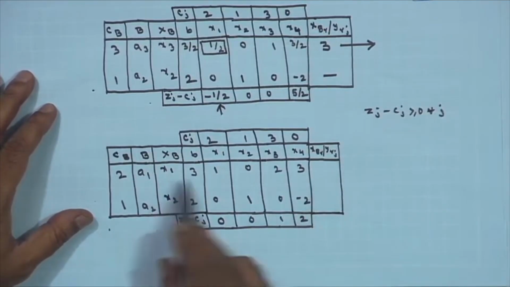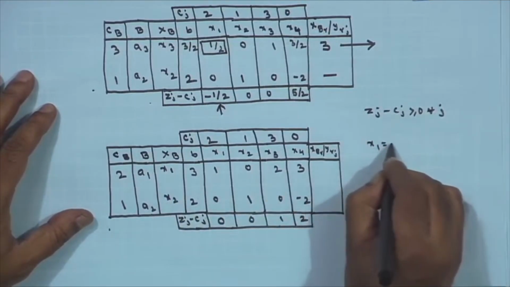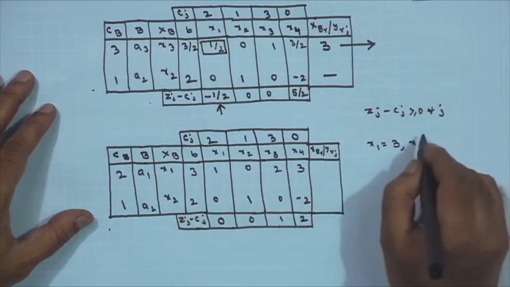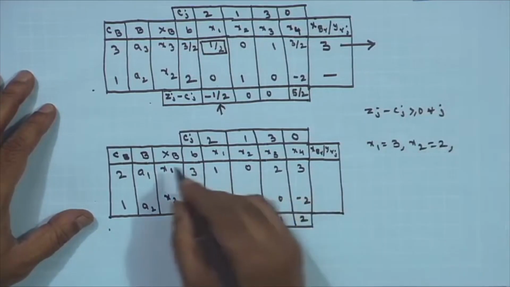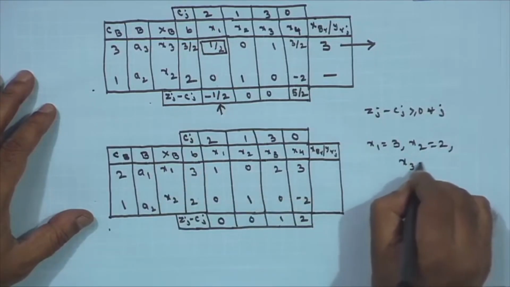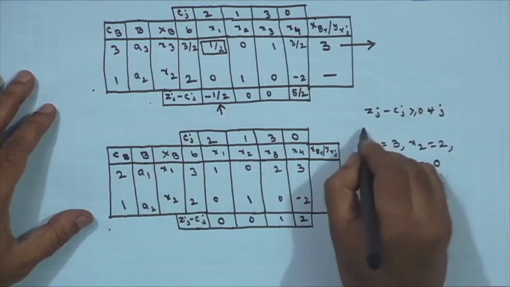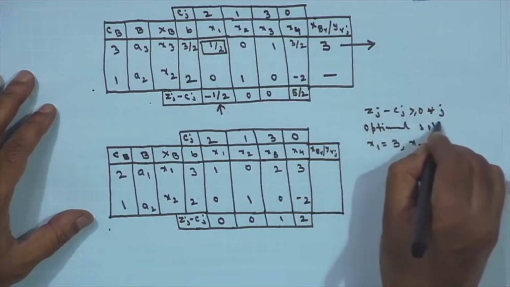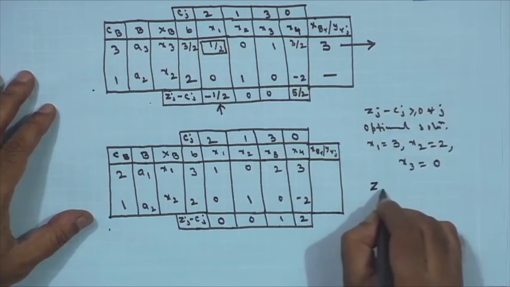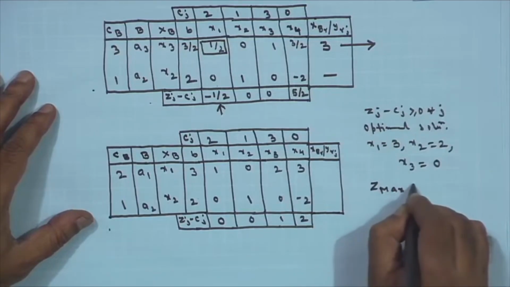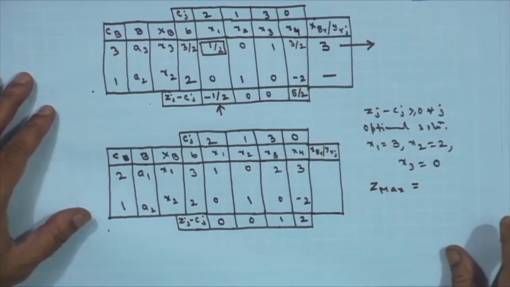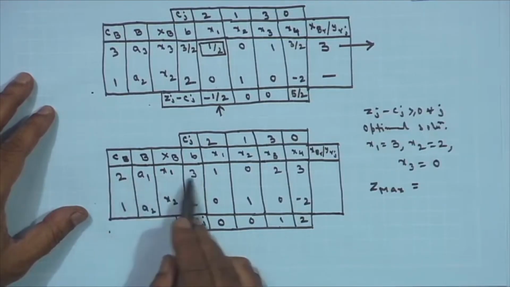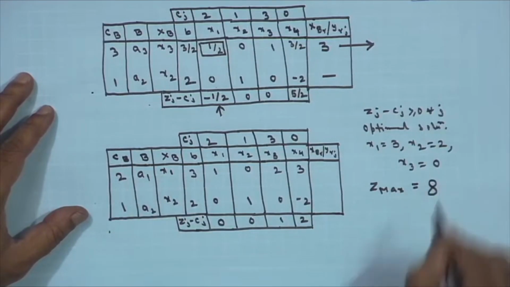Your optimal solution will be x1 equals 3, x2 equals 2. x3 is not present in the basis, therefore x3 equals 0. This is your optimal solution, and the value of z max will now be 2 into 3, that is Cb into b. So, 6 plus 2, that is 8.